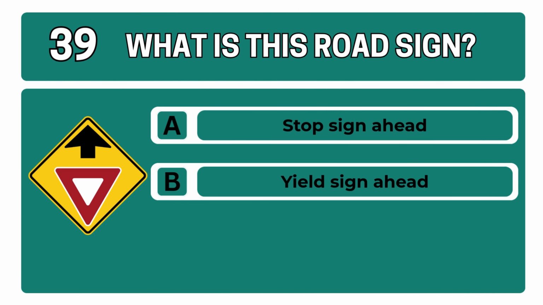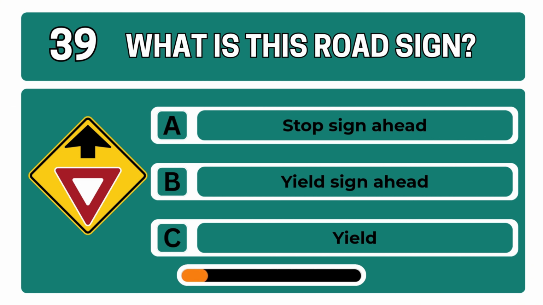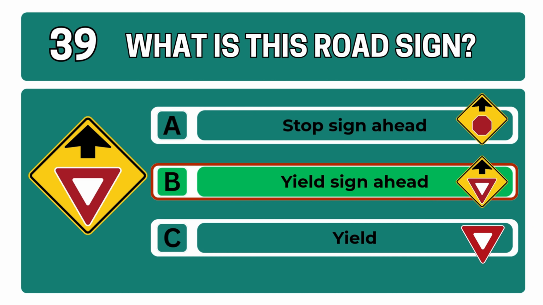Question 39. What is this road sign? A. Stop sign ahead. B. Yield sign ahead. C. Yield. The answer is B. Yield sign ahead.